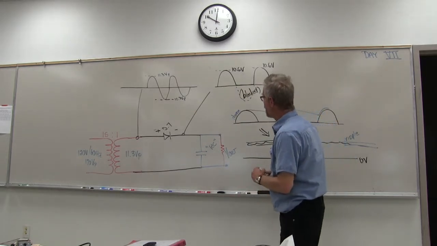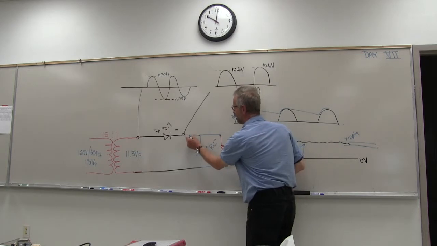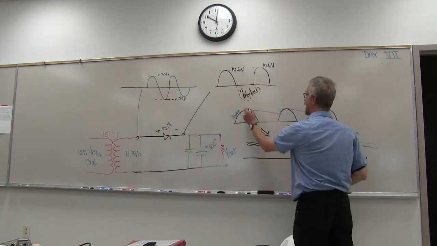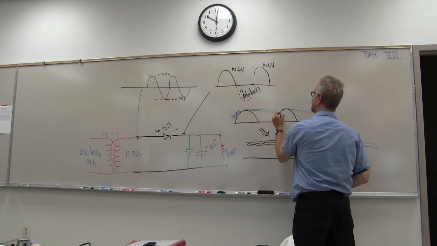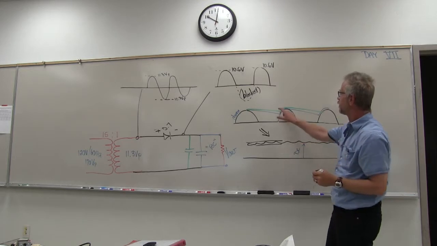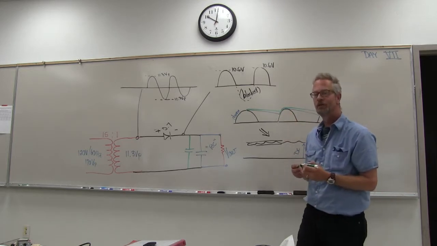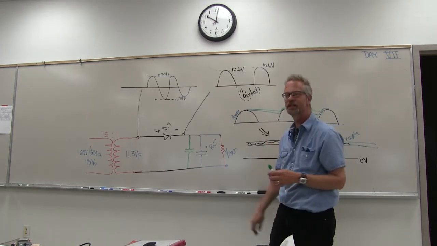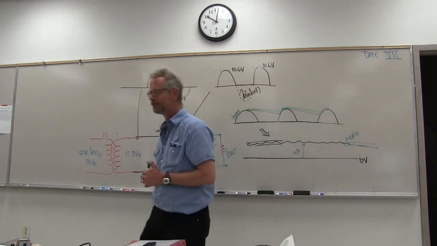If I add another capacitor to my circuit, the green one here, that makes this fall down less each time and gives me a more stable DC voltage. It reduces the amount of ripple by having more capacitance and holding that charge just a little bit longer.